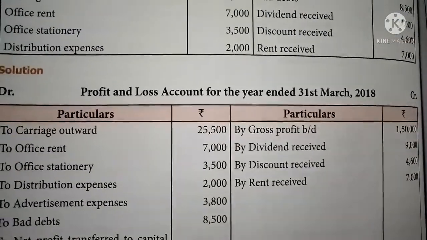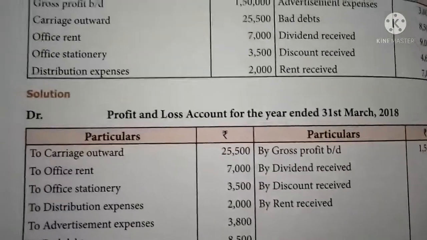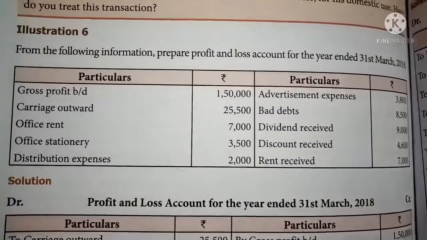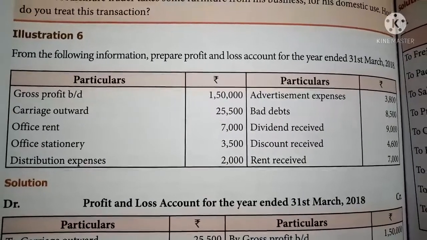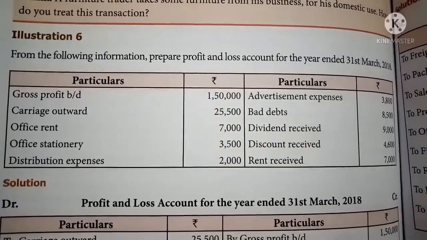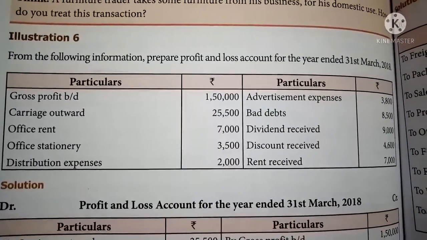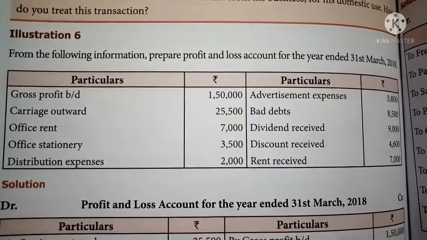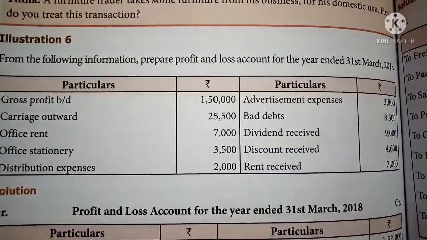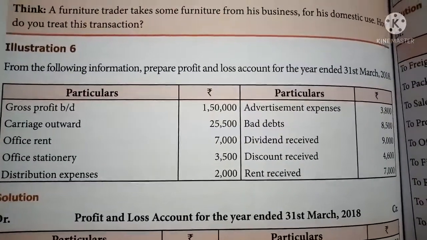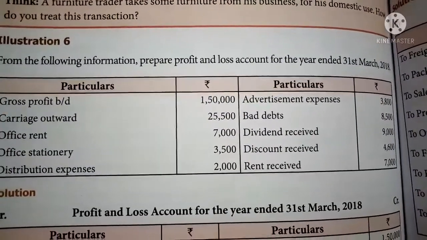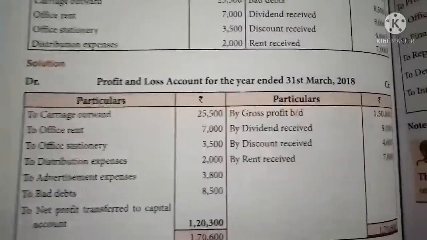Then from the given sum, you can find out the expenses. Carriage outward is one of the expenses. Office rent is one of the expenses. Office stationery, distribution expenses, advertisement expenses, bad debts. All these six items are considered to be expenses and losses. Bad debt is considered to be a loss for the business. So these items should be debited in the profit and loss account.